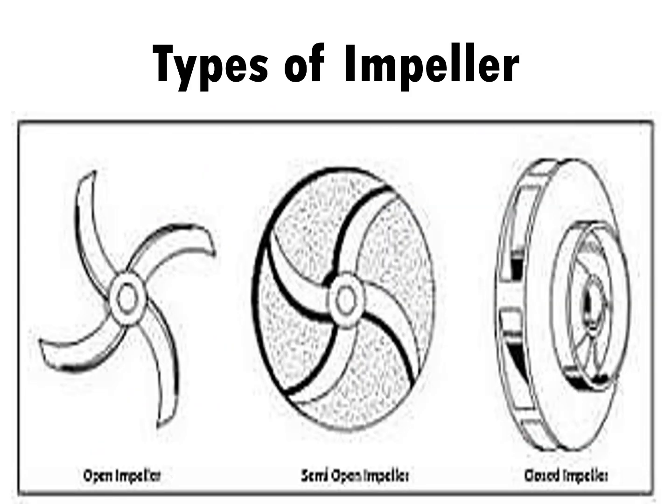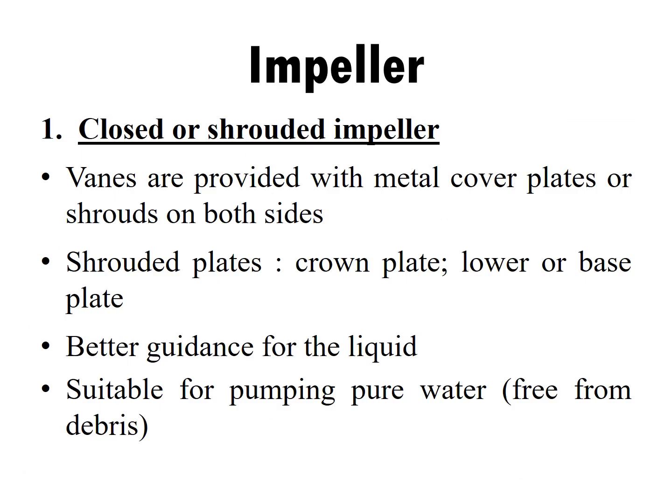This is a figure showing the three types of impellers: open, semi-open and closed impeller. First, the closed or shrouded impeller. As the name indicates, it is closed and the vanes are provided with metal cover plates on both sides. The shrouded plate can be the crown plate, and it is provided on the lower side or the base plate.